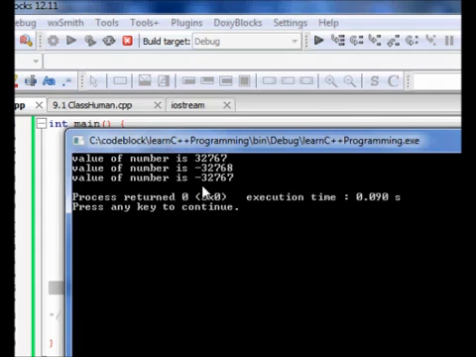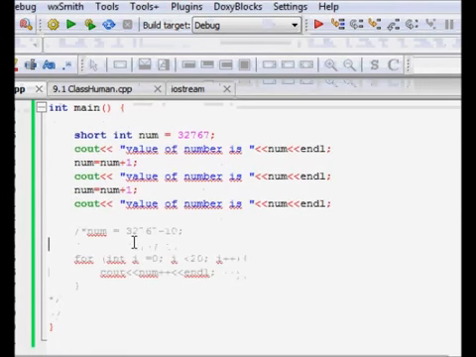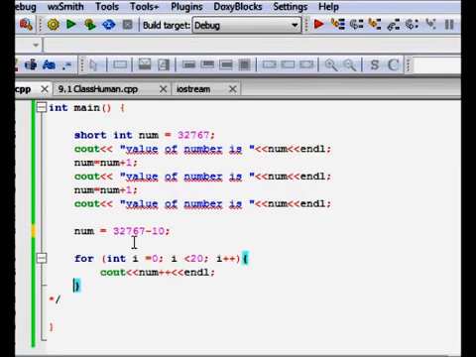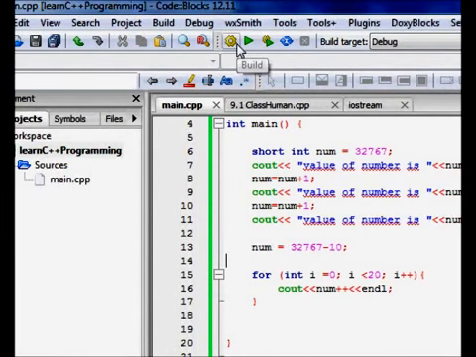Let's try something more, just to make the concept clearer. I have another piece of code. It says I make the number the max of short minus 10, then I increment the number each time, and I keep on incrementing 20 times. So I go from 32767 minus 10, basically 32757, and I increment it in a loop 20 times. Let's see what happens.